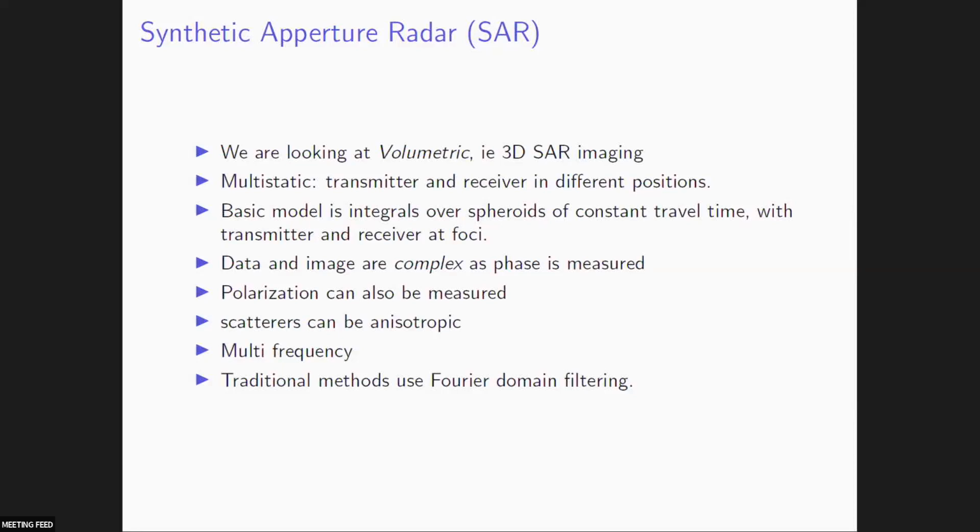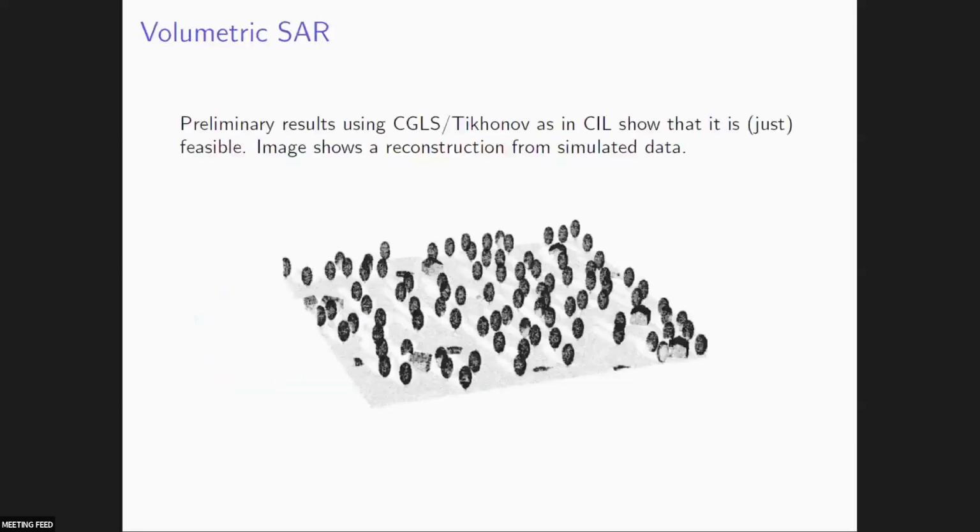The data and the image are both complex because we measure phase. You can also measure polarization of the microwaves. The scatterers might be anisotropic, and you do it over a range of frequencies. Typically, they use the equivalent of a filtered back projection, a Fourier method, but we're introducing the methods that we have in SIL that are iterative reconstruction methods.